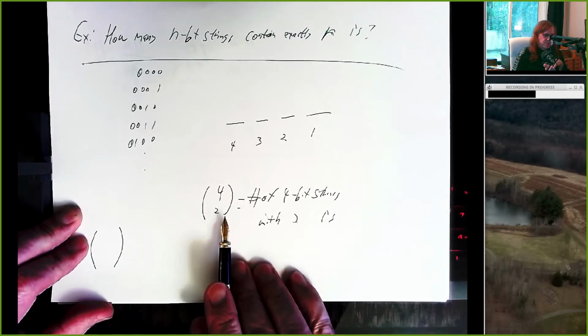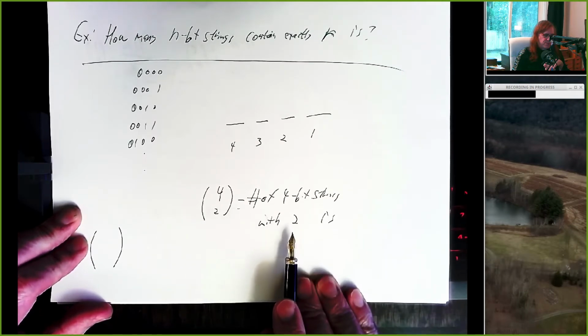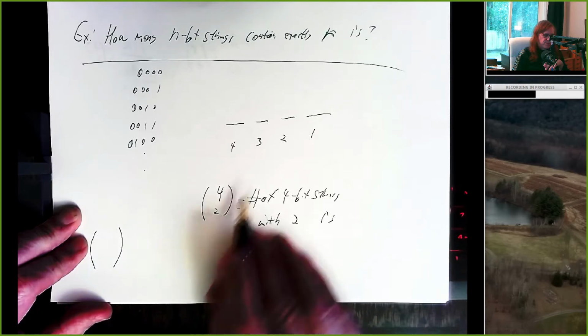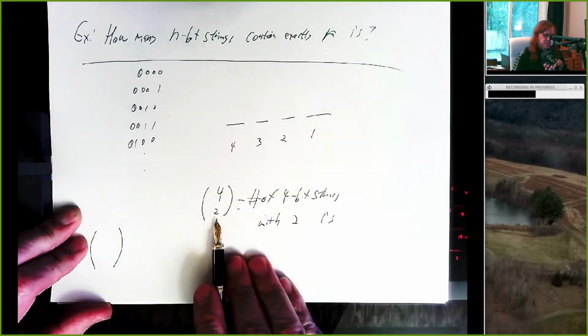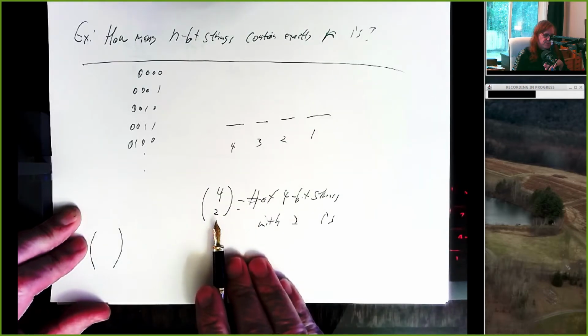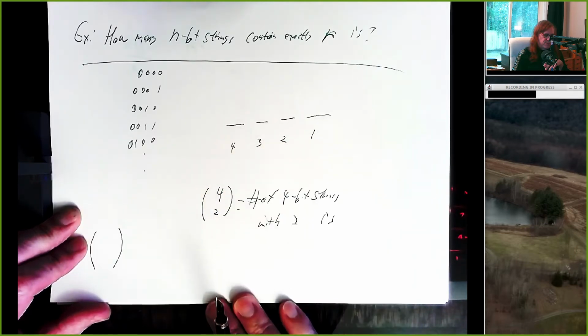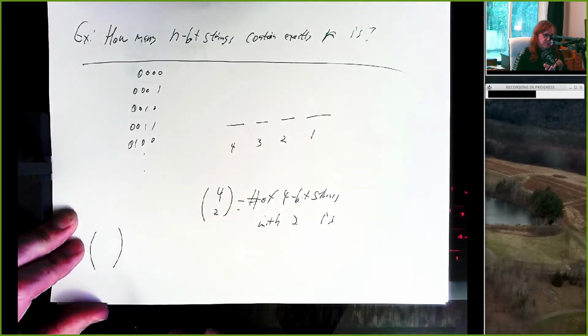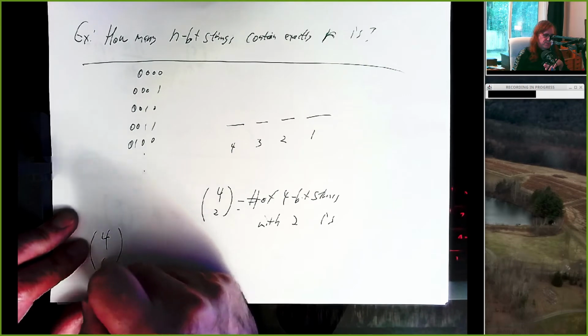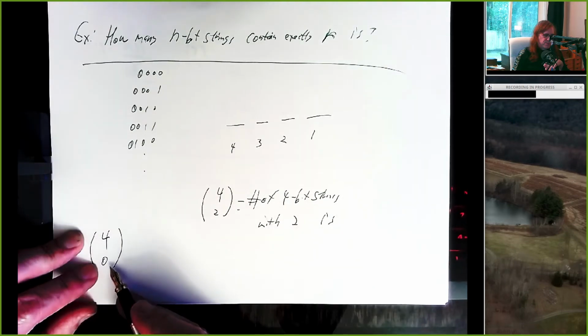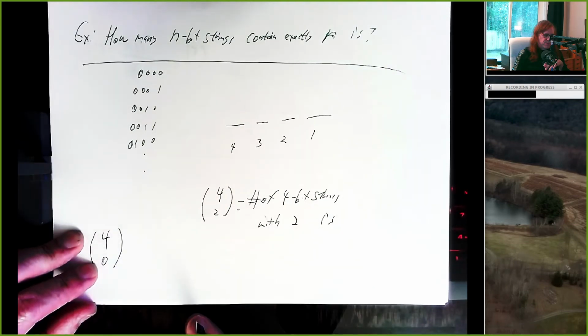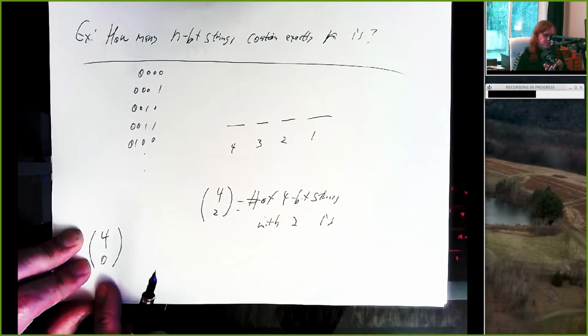Alright, so this is the number of 4-bit strings with 2 ones. We're choosing 2 of these positions to contain a 1. So if I want to choose none of these positions to contain a 1, what's the choice function that says how many ways I can choose 0 things from 4? It'd just be 4 choose 0. 4 things and we're choosing 0 of them. So that's the number of 4-bit strings with 0 ones.